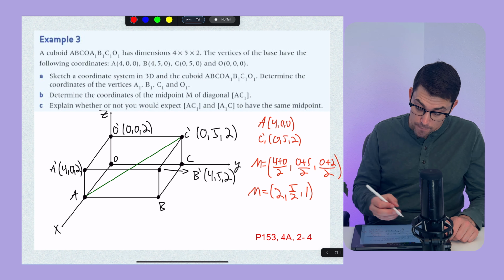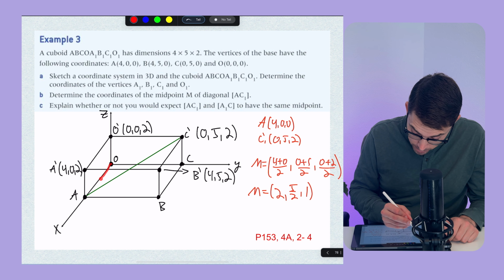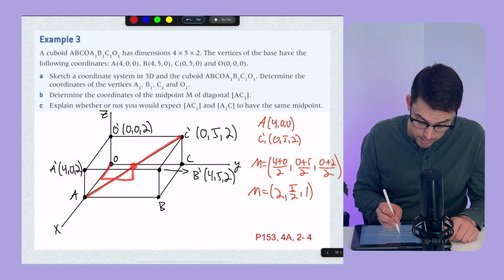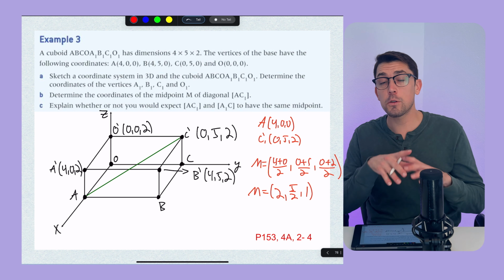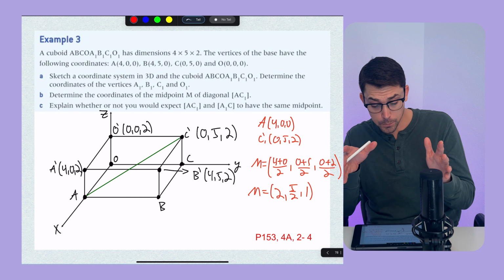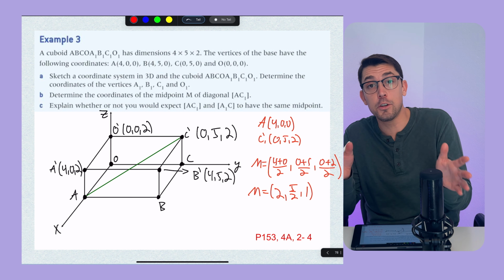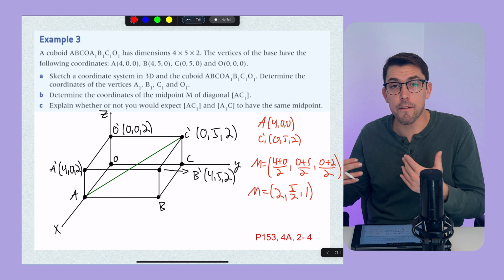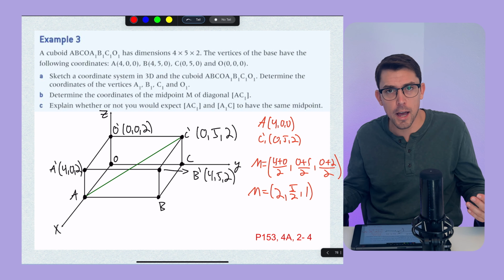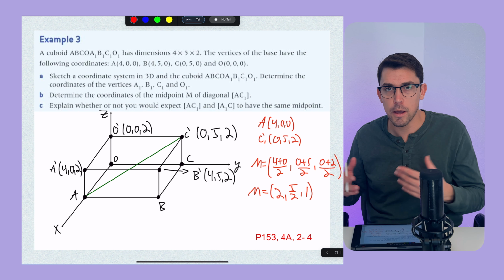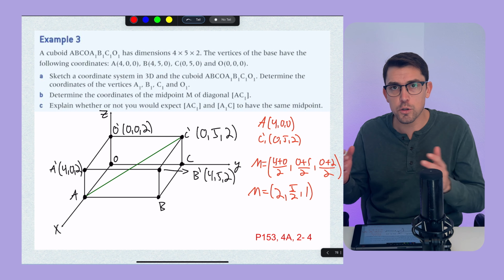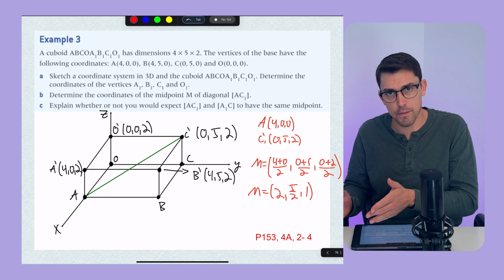So what you'll find is that if you move 2 units in the x direction, then 2.5 units in the y direction, and then 1 unit in the z direction, you will find the midpoint right here on this green line going across. So it's no different than what we did in 2 dimensions. The only difference is that we have a z coordinate, so we just do it a third time. We find the average for this third coordinate, and that's the only difference. It's just one extra average that we have to take into account.